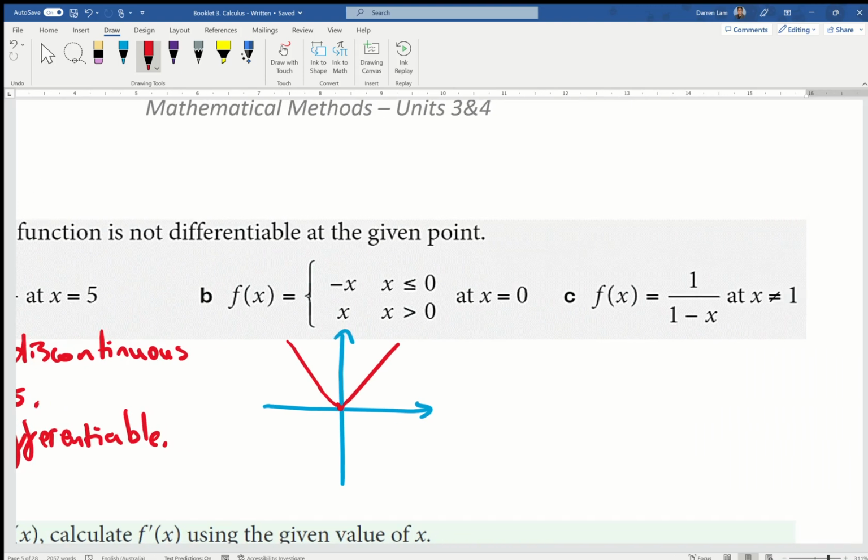And then, of course, here, same idea as question A. X cannot equal 1. Therefore, you get the idea.